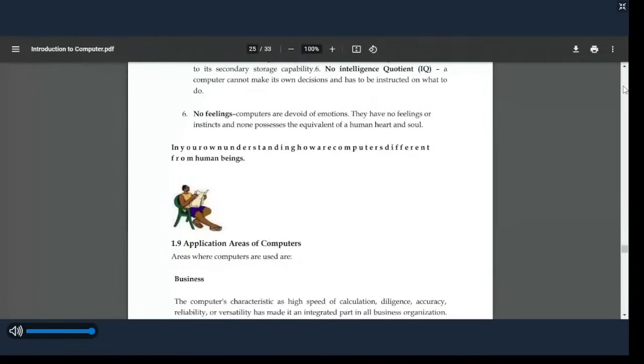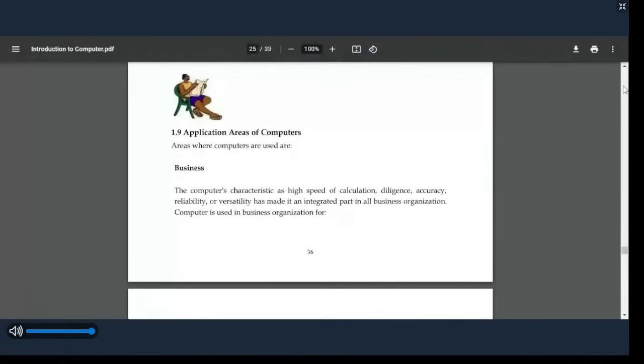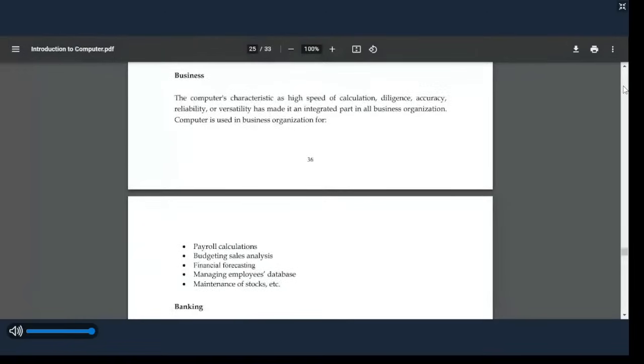So the application areas of computers, areas where computers are used. One, business. The computer's characteristics of high speed of calculation, diligence, accuracy, reliability, and versatility have made it an integrated part of all business organizations. The computer is used in business organizations for payroll calculation, budgeting, sales analysis, financial forecasting, managing employee databases, maintenance of stocks.